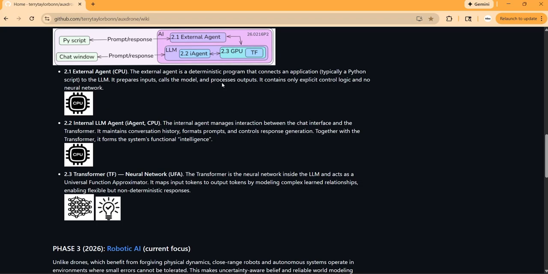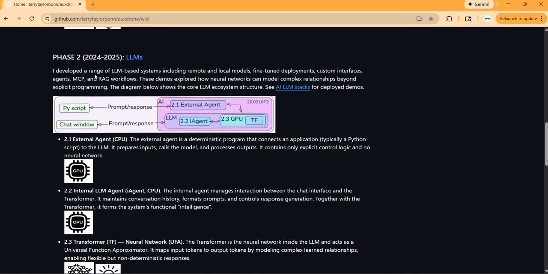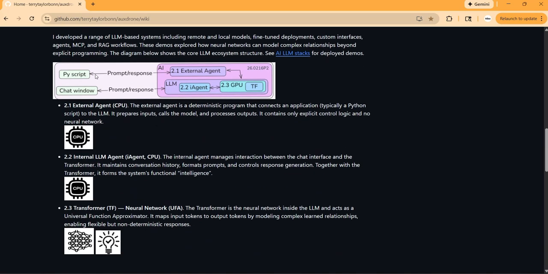An internal agent, this is 2.2, it manages conversation history and prompt structure, and the transformer neural network, 2.3. So this is a UFA that maps input tokens to output tokens. Now this phase, phase two, showed how neural networks can model complex relationships far beyond explicit programming.